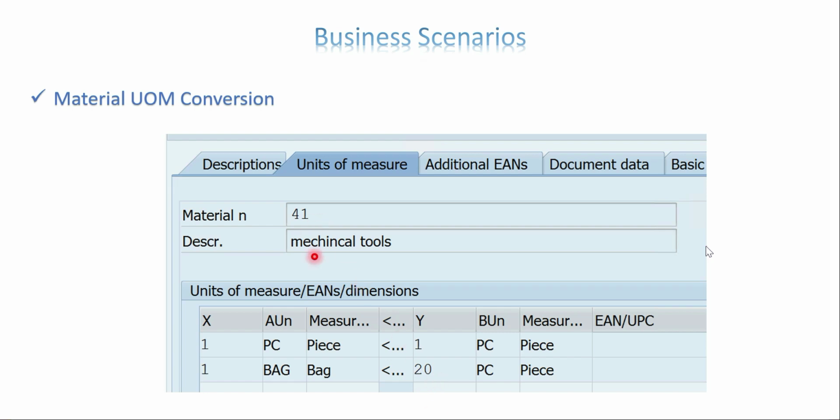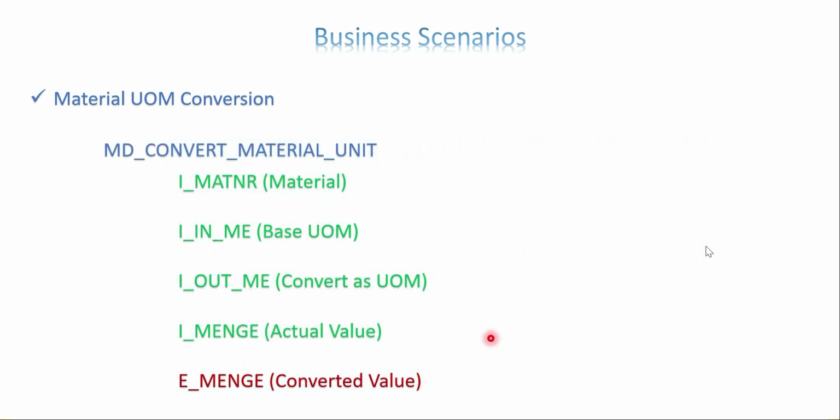Mostly this comes under the sales order view, so if you want to write some reports manually for the pricing conditions, maybe this function module will be useful for you. The function module is MD_CONVERT_MATERIAL_UNIT. This is one of the function modules; we have different function modules also.